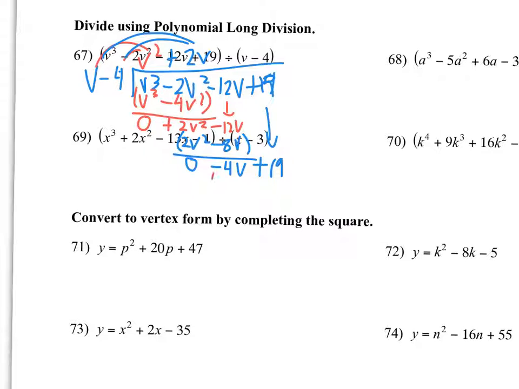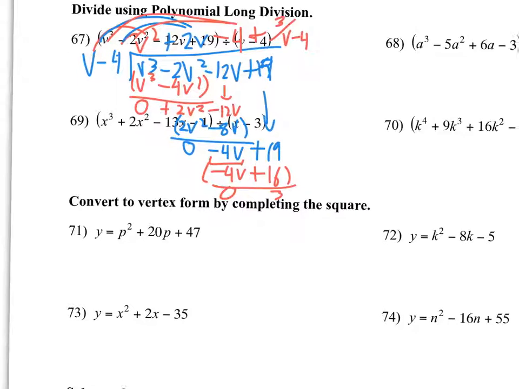For the last dividing part, we got negative 4. We distribute that. We've got minus 4v, and then plus 16. When we subtract, we get 0 and 3. So it's going to be plus 3 over v minus 4. At that point, you are done.